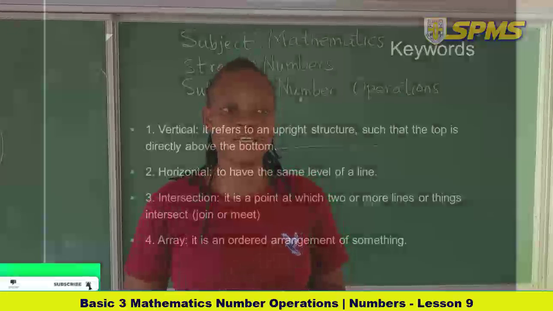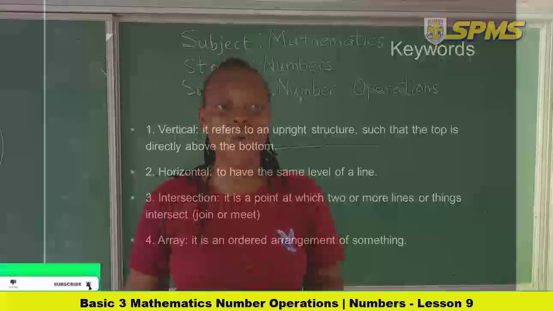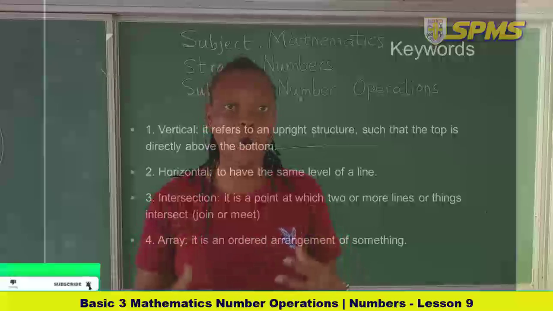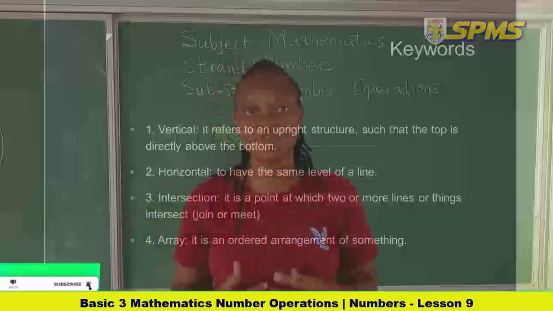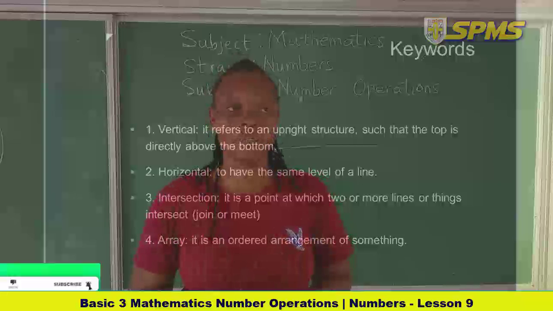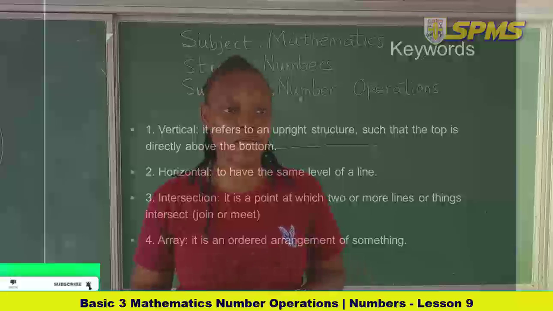Intersection is a point at which two or more lines intersect. That is join or meet. So when we say intersect, it means to join or to meet at a particular point. So intersection is where lines meet at a particular point.